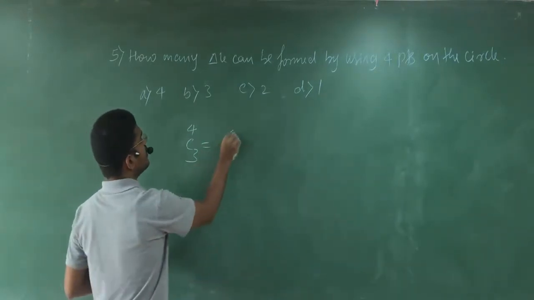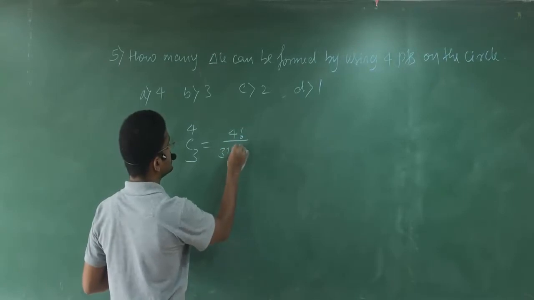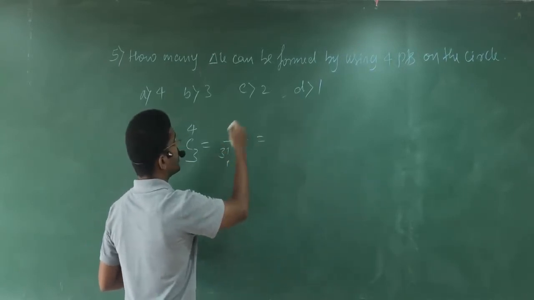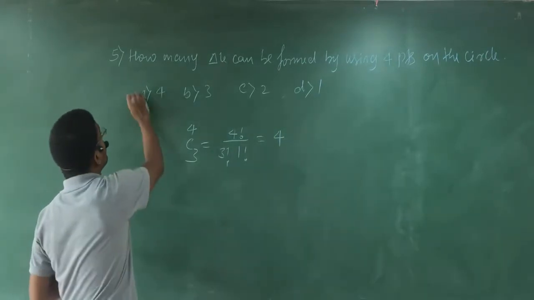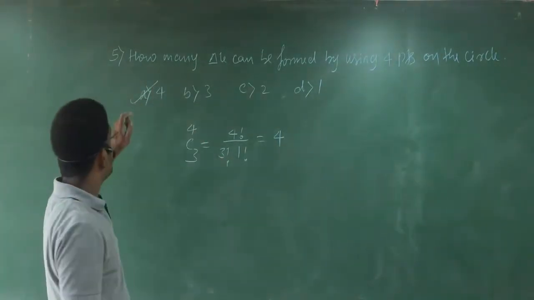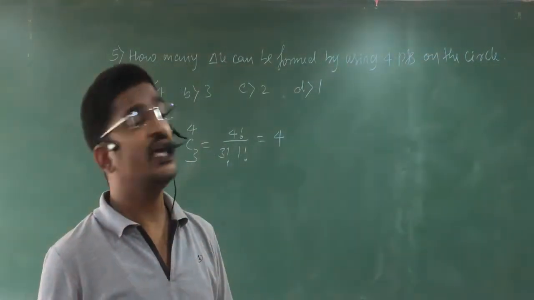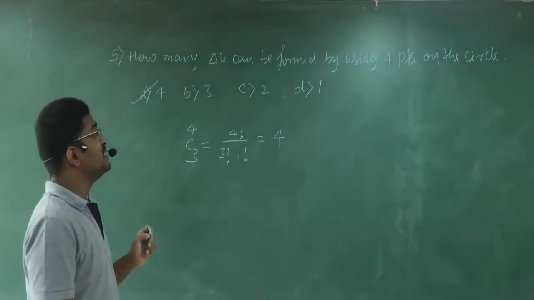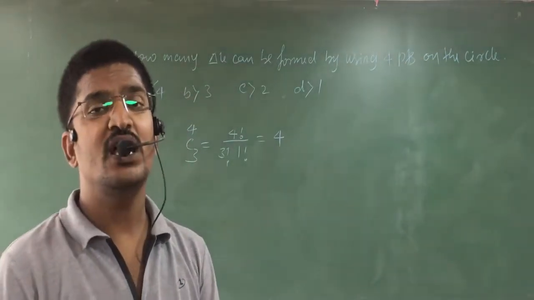So that is 4 factorial divided by 3 factorial, into 4 minus 3, which is 1 factorial. If I cancel 3 factorial and 3 factorial, your answer will be 4. So answer is 4. Clear? That is 4 triangles that can be formed by using 4 points on the circle.